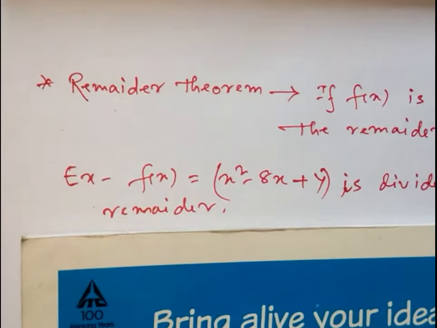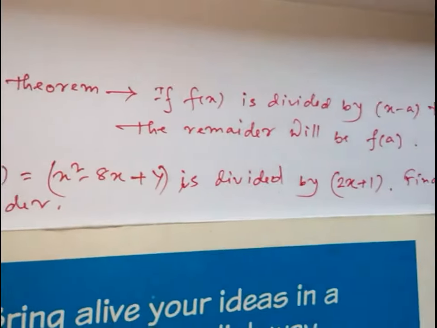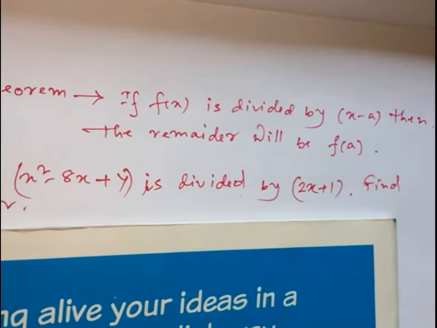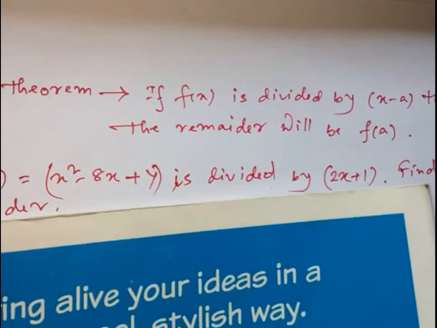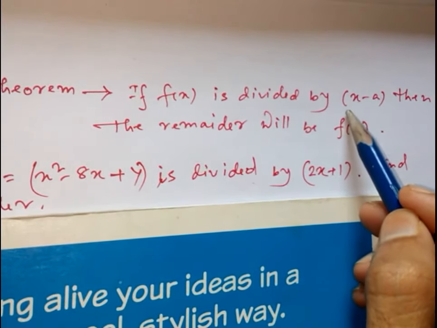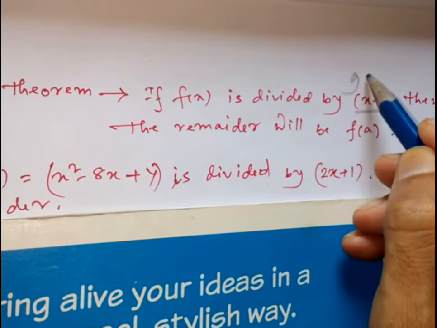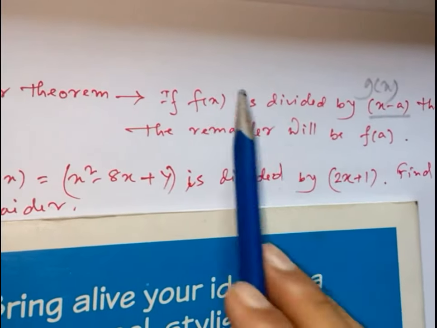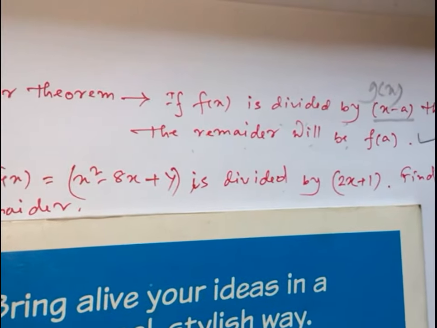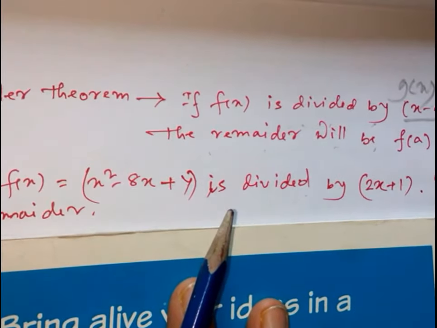At first we have to know the remainder theorem. What is it? If f of x is divided by x minus a, then the remainder will be f of a. Now we can say this is also a function of x, so we can give it a name, that is g of x. So if f of x is divided by g of x, then the remainder will be f of a. For better understanding, here is an example on how to solve it without actual division.